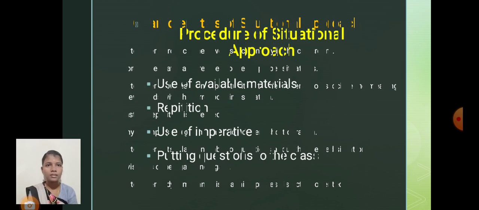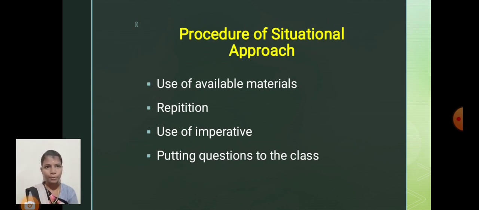And the next one is the procedure of the situational approach. In this procedure, there are four steps. The first one is the use of available materials. In this procedure, when presenting new vocabulary and syntax, the teacher can make use of objects available in the classroom. For example, she may say, this is a table, that is a window.